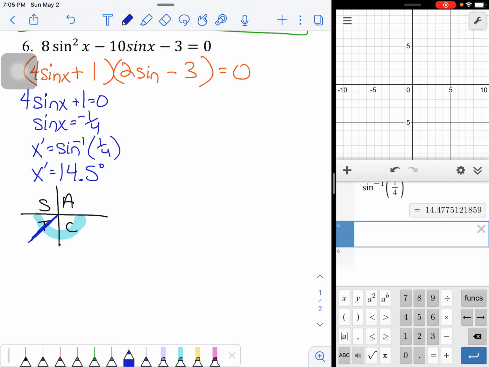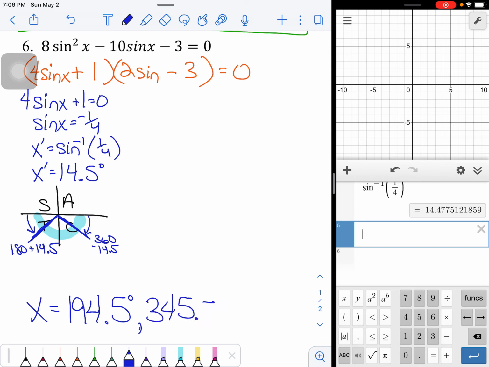So quadrant 3, you're going to take 180 and push forward your reference angle. So 180 plus 14.5. So x equals 194.5 degrees. In quadrant 4, you're going to take and pull back 360 minus the reference angle. You're always using that reference angle to find your answers. So 360 minus 14.5 is going to be 345.5 degrees. So that takes care of our first factor.